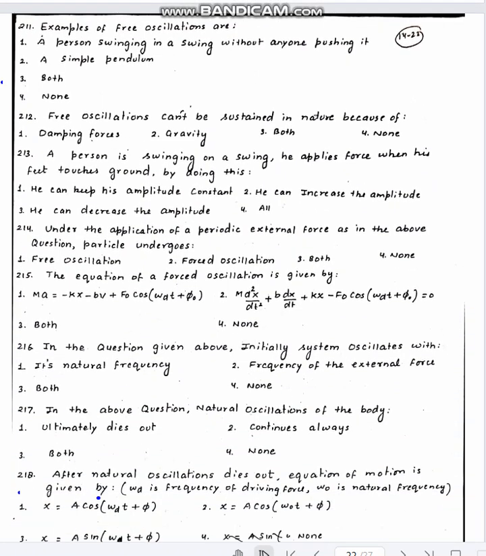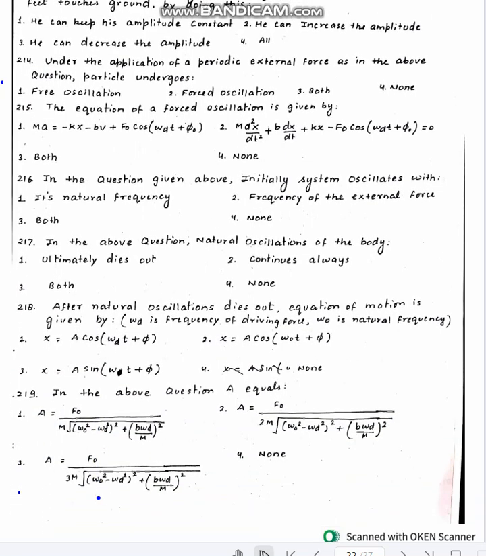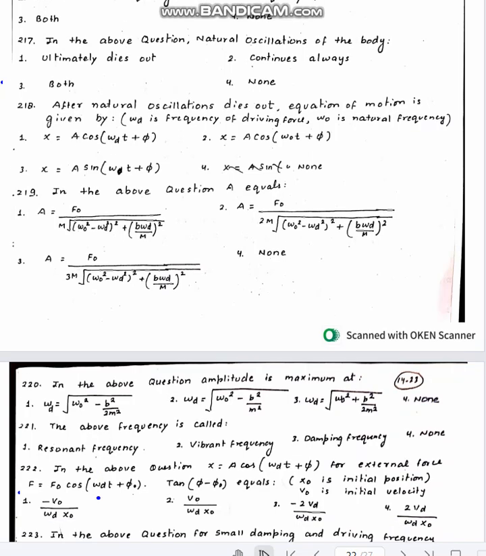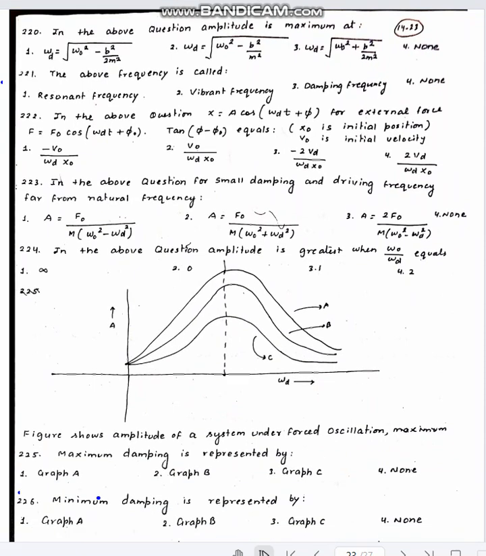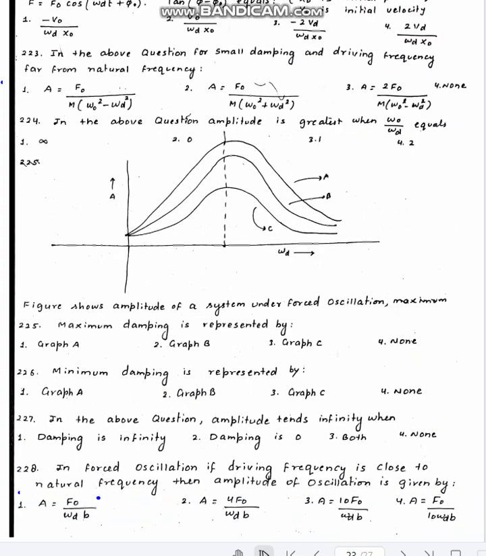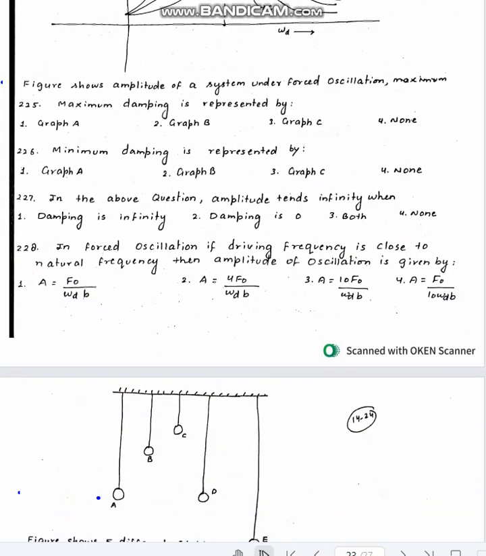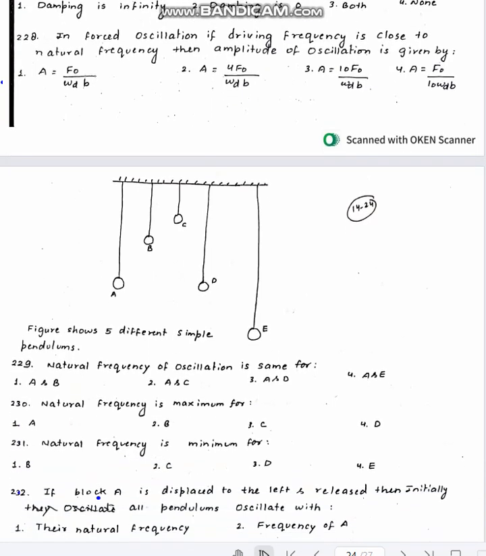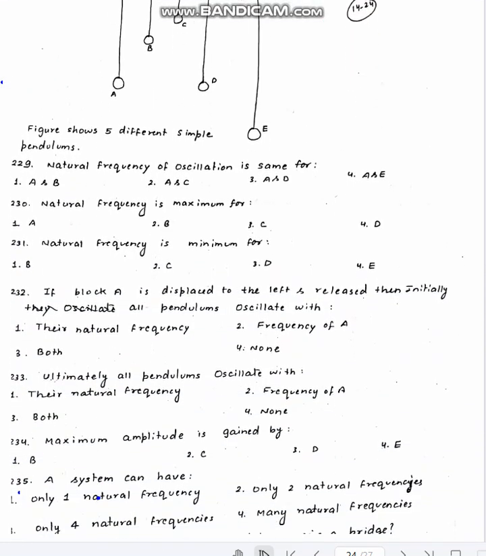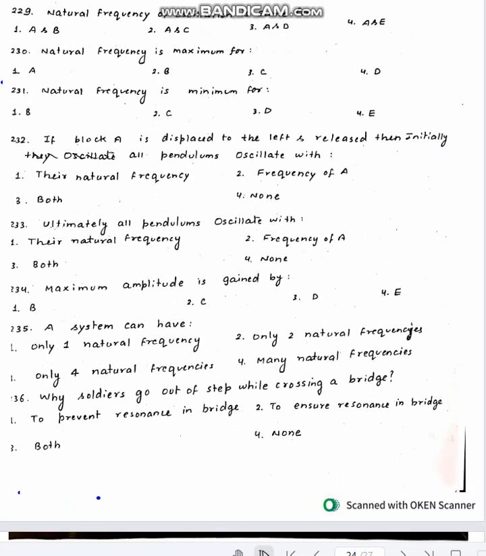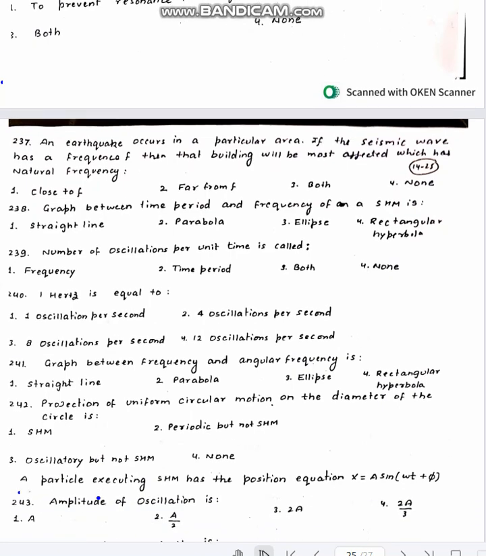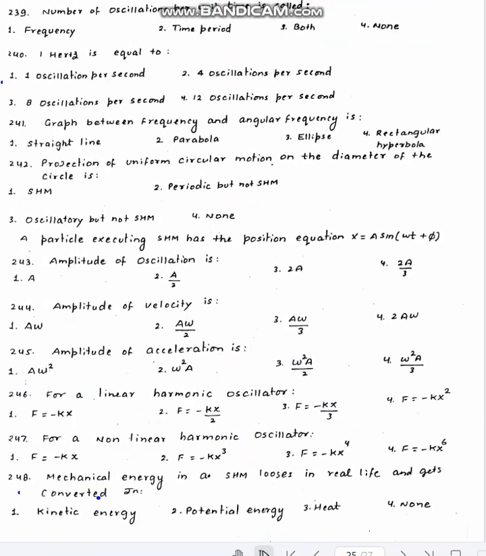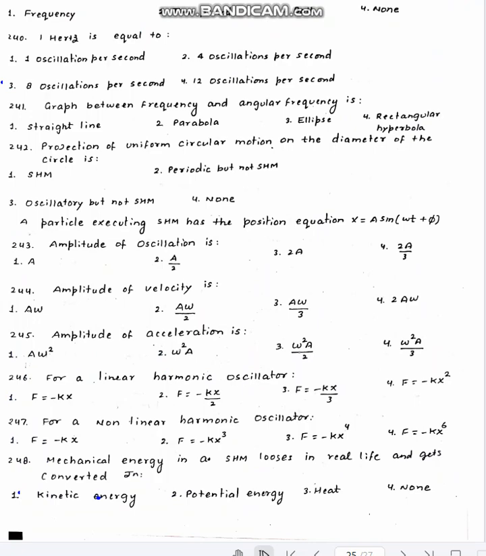Then we have free oscillations and forced oscillations. Then we have natural oscillation, then forced oscillation, amplitude in forced oscillation, maximum amplitude takes place at, then we have small damping amplitude, then we have resonance, conditions for resonance, then we have amplitudes, then concept of forced oscillation and resonance, then maximum amplitude condition, which is condition of resonance of a particular system, then earthquake, time period frequency graph, number of oscillation, hertz, graph between frequency and angular frequency.